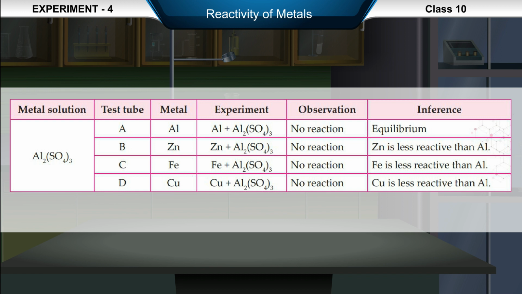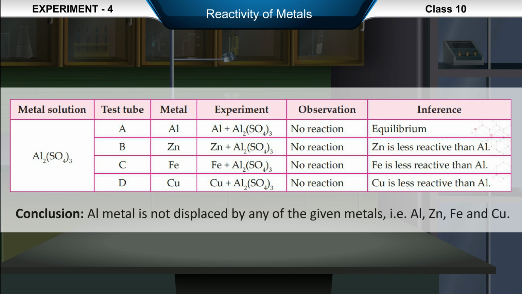Test tube D. Metal: copper. Experiment: Cu plus Al2(SO4)3. Observation: no reaction. Inference: copper is less reactive than aluminium.